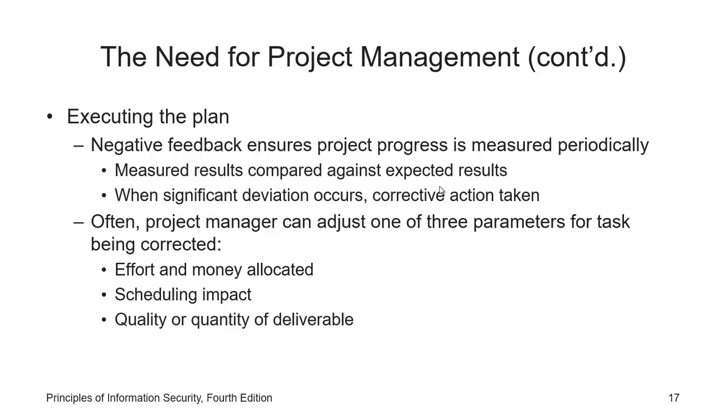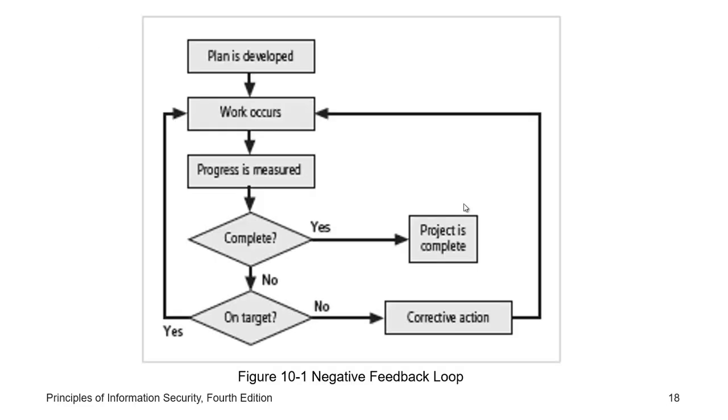They can also control the quality or quantity of the deliverables by their methodologies, different methodologies and tools that they are using to monitor the execution of the project. They can control the quality and make sure that it's been delivered within the required specifications. This is an example of a negative feedback loop and how it can benefit the implementation of the project to make sure that it's been done correctly.